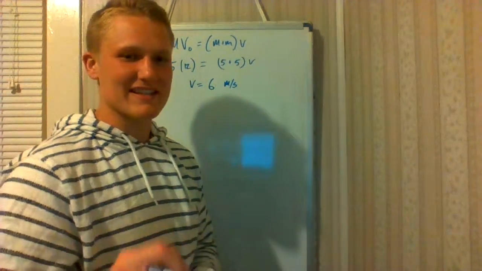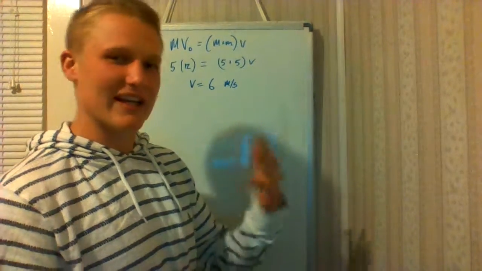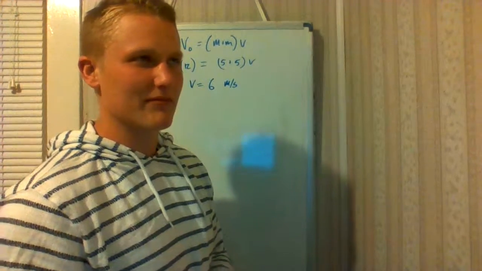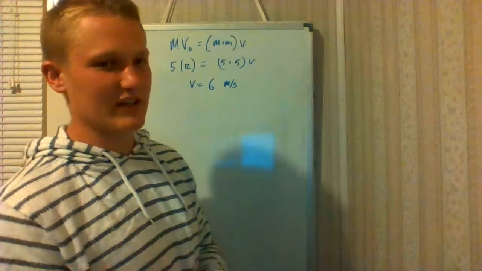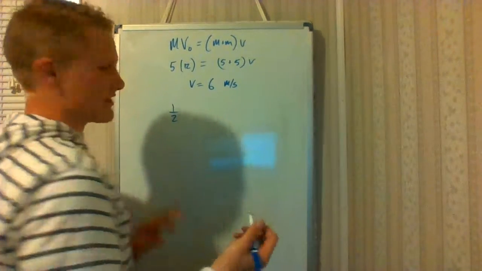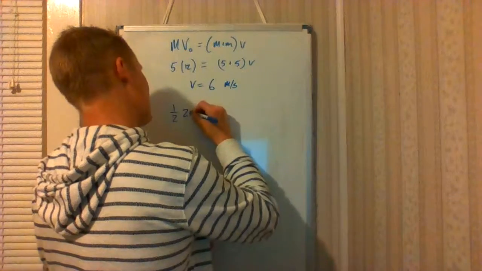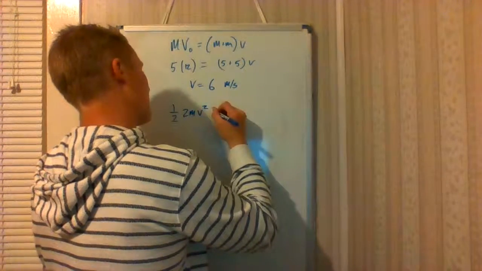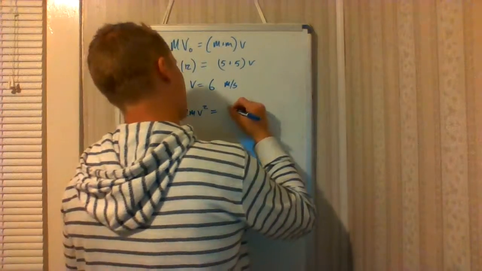Now we can take this and so we have the velocity of our kinetic energy that goes into our kinetic energy, and we can set it equal to gravitational potential energy. So you have your 1/2 mv squared, but we're going to change it into 2m because there's two of the masses, equals, again, 2m times gh.